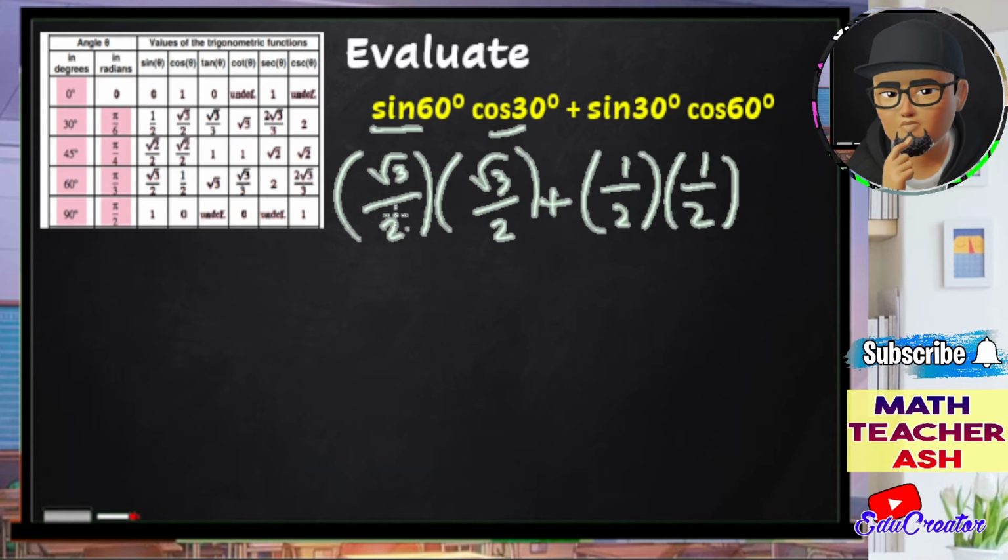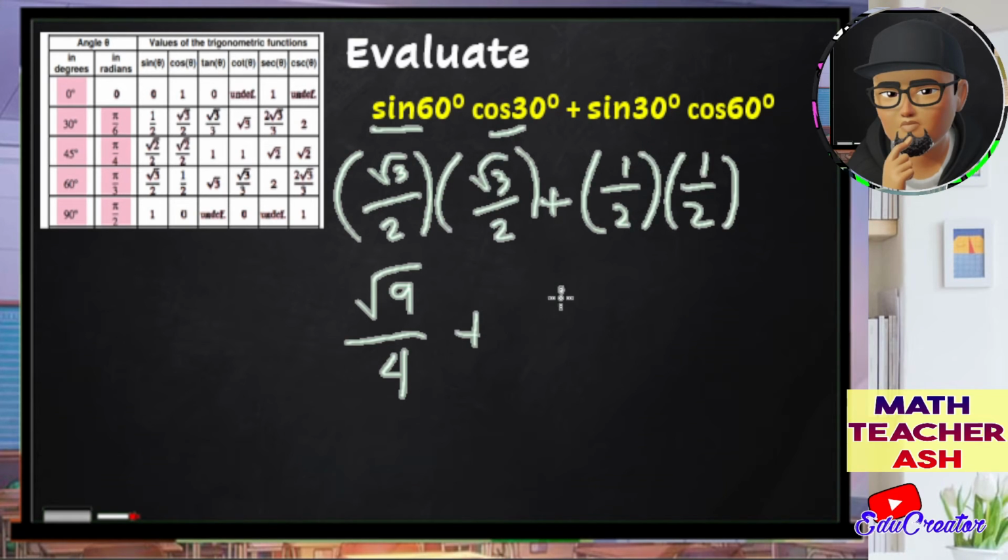So the answer for that is you just simplify. When you multiply fractions, the technique is very simple. You multiply the numerators and then you multiply the denominators and then you simplify. So square root of 3 times square root of 3, that is square root of 9. 2 times 2, that is 4. Plus 1 times 1, that is 1. 2 times 2, that is 4. So the square root of 9 is a perfect square, so we can get the principal root of this one.